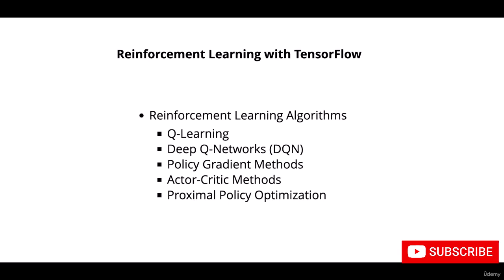Next we have policy gradient methods, which directly learn the policy function to maximize expected rewards by gradient ascent. Next is actor critic methods, which combine elements of both value-based and policy-based methods with separate networks for actor (policy) and critic (value function). Next is proximal policy optimization, also called PPO, a policy gradient algorithm that aims to find stable policy updates. These are different algorithms that we have.